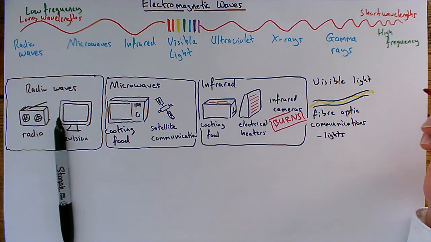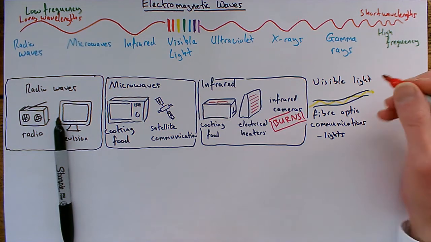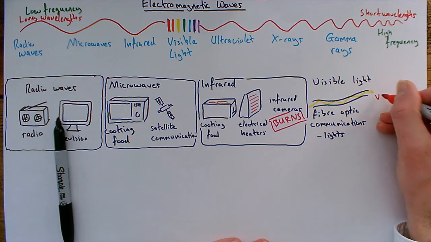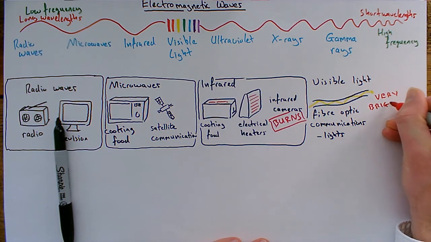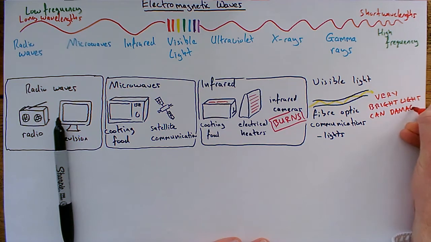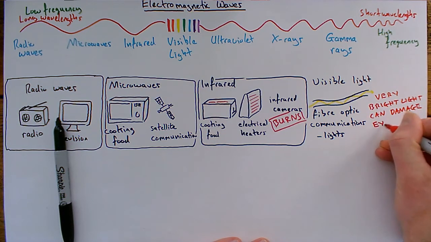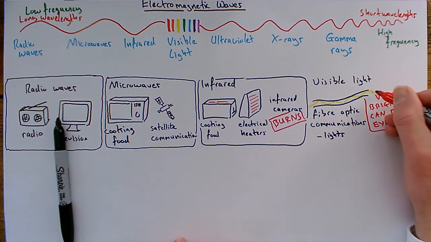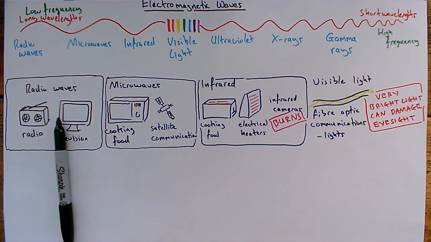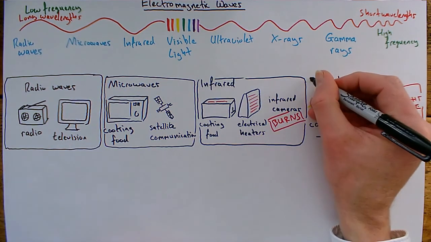dangers with visible light, where hopefully you know you mustn't ever look directly at the sun. Okay, so very bright, very intense visible light can damage eyesight. Very bright or high intensity can damage eyesight. So there's our warning for that one. Very bright light can damage eyesight. Let's pop a box around here.